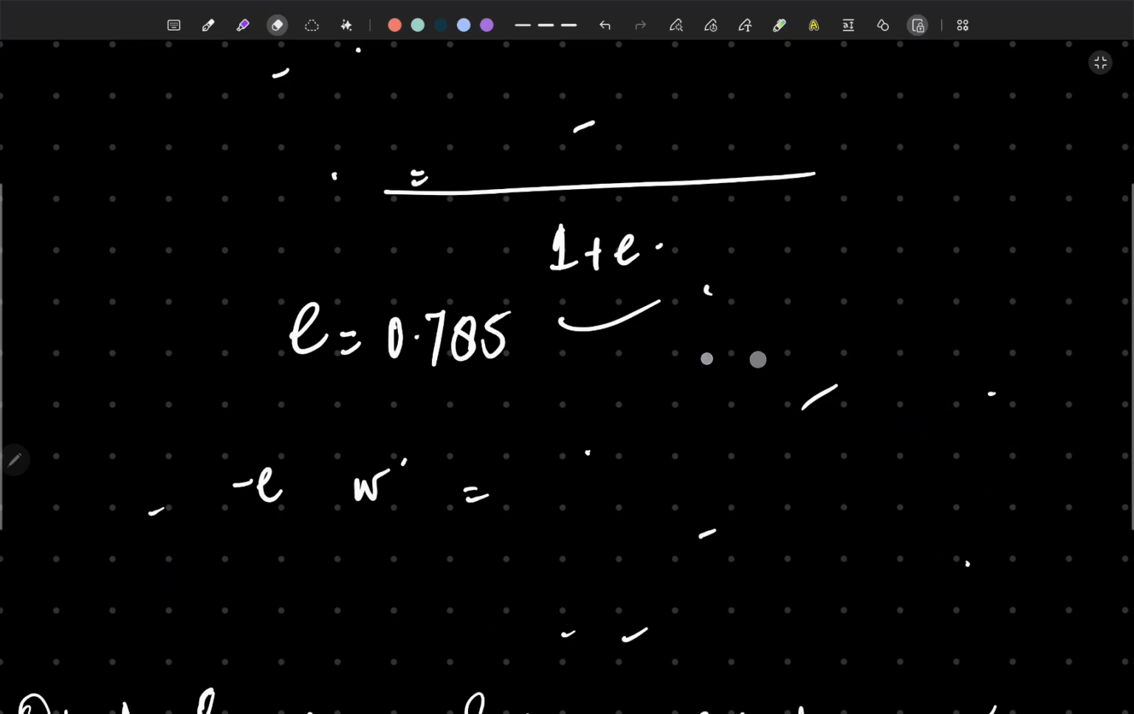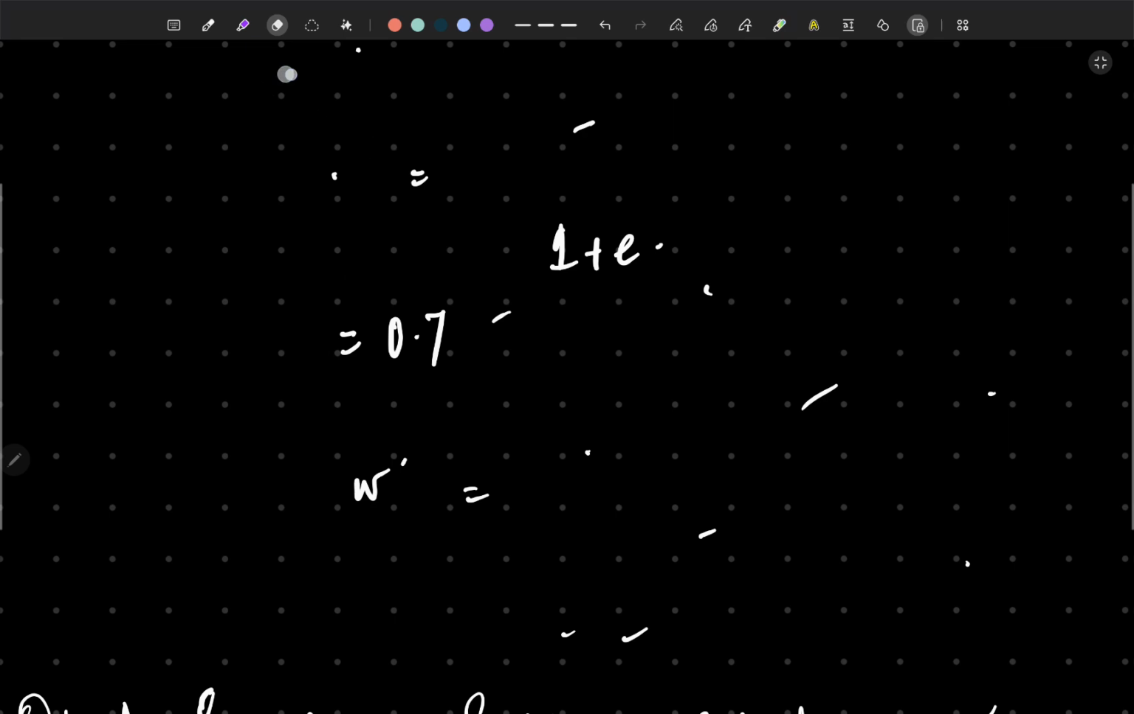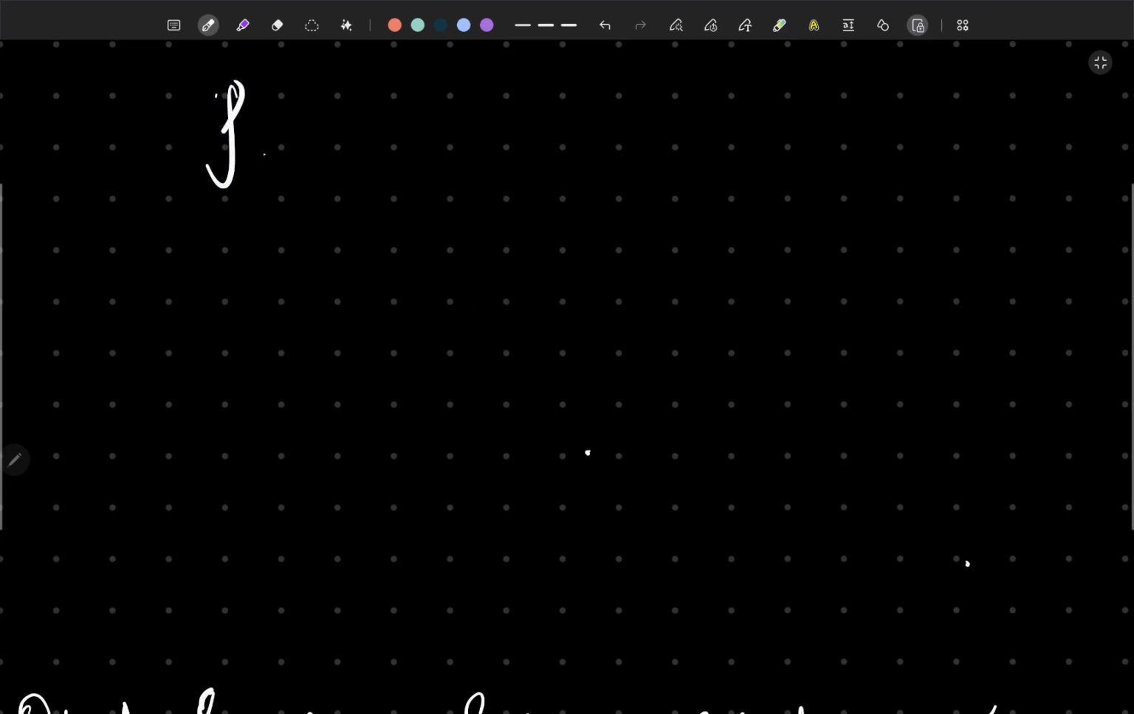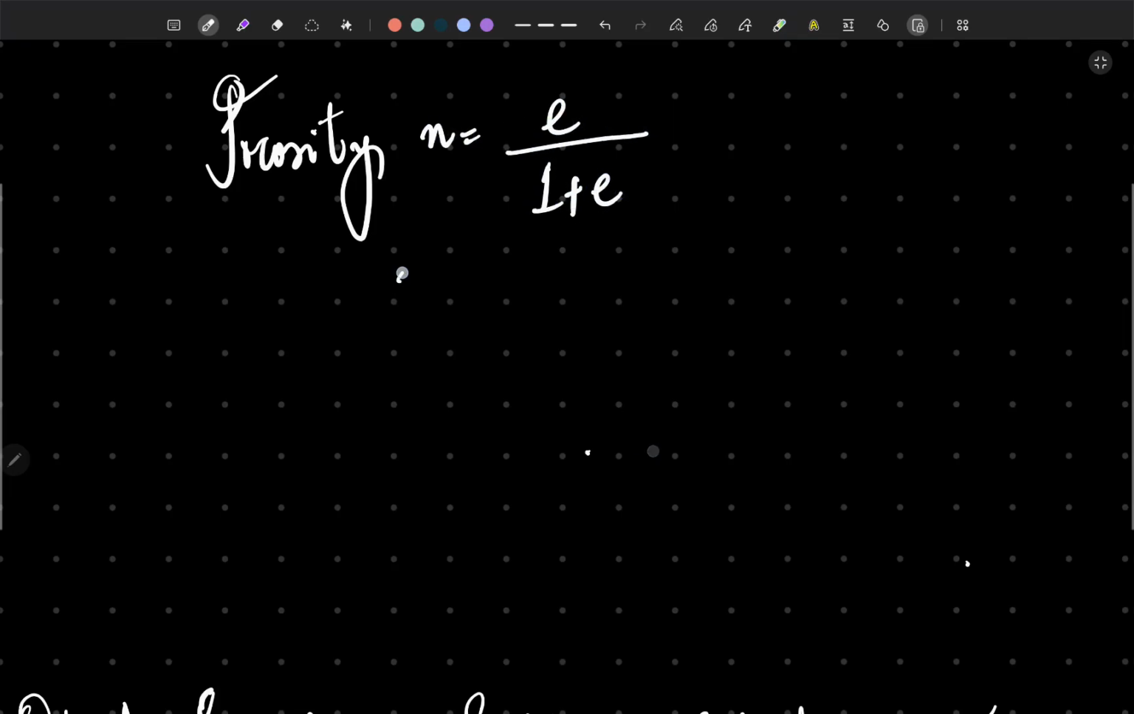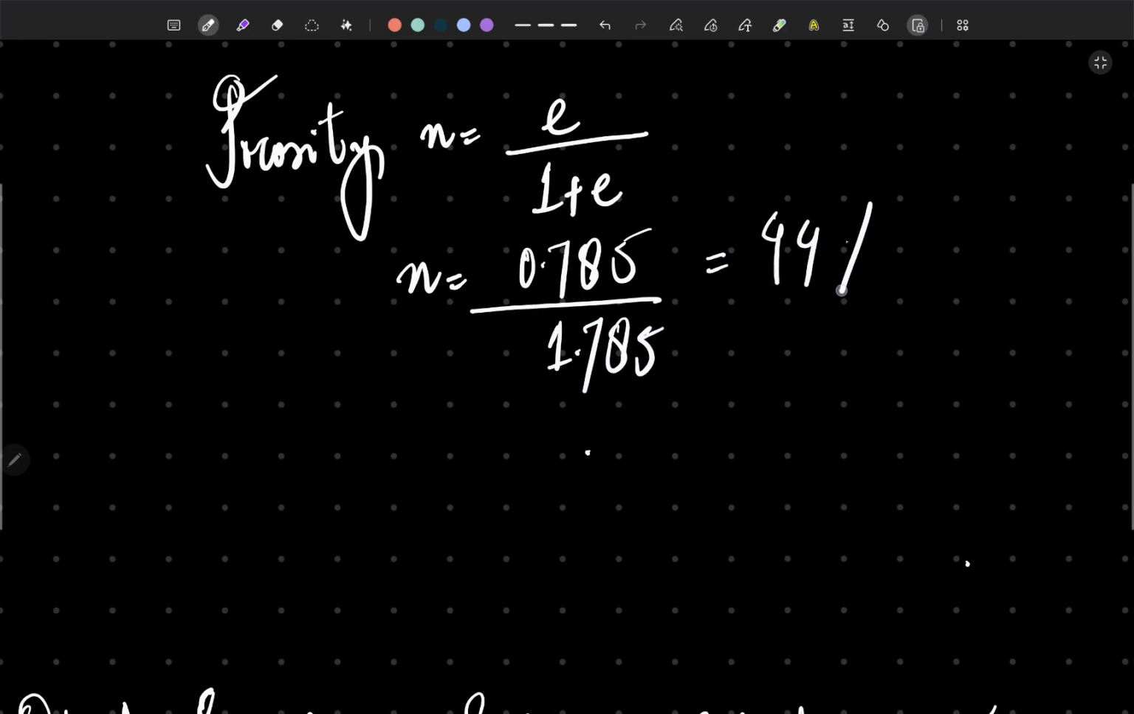Porosity and the degree of saturation. These are the last two parameters which we need to find out in this question. As we know the value of void ratio, we can easily find the porosity. Porosity, as you know, is equal to e divided by 1 plus e. Void ratio was 0.785 divided by 1.785. Upon calculation, it comes equal to 44%. So the porosity is equal to 44%.